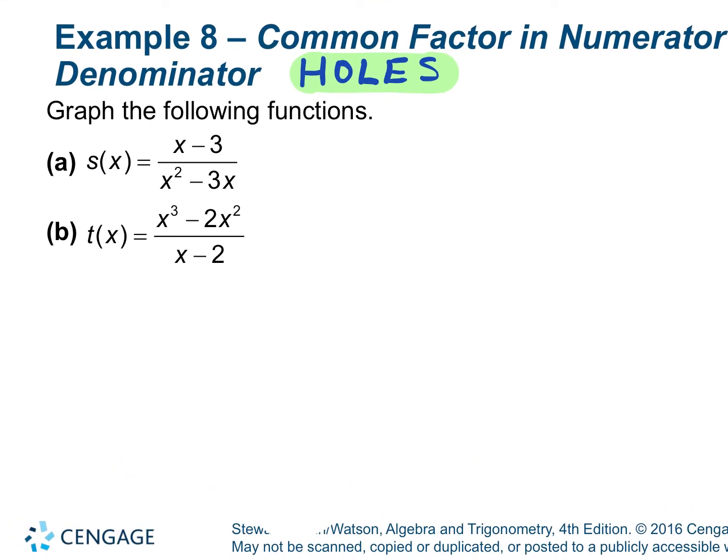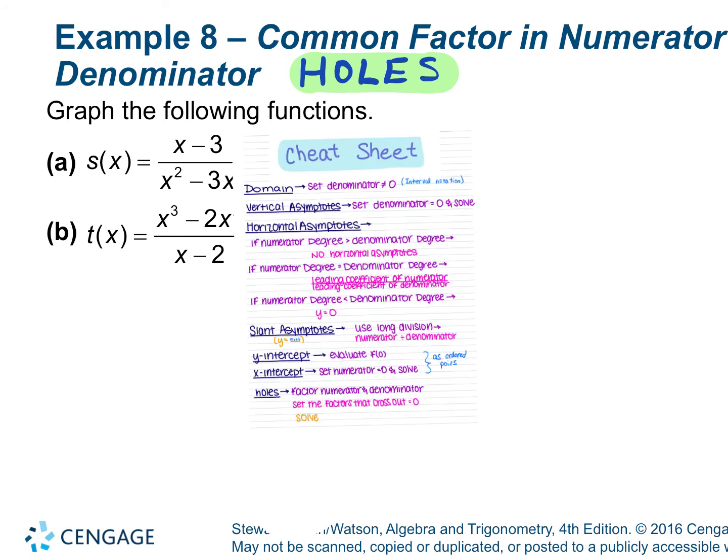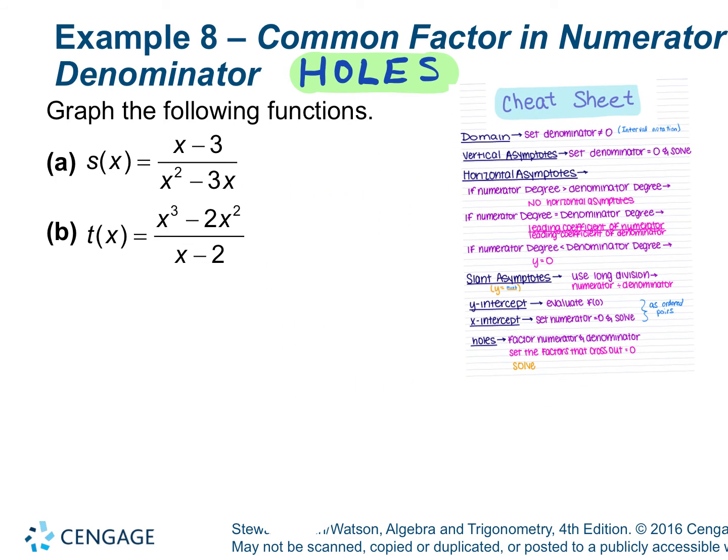Let's go to this one. Holes. All these things we just keep doing. Holes in a graph. First thing I'm going to do is look at my cheat sheet and ask, how do I find the holes? A hole is just one specific point where my function doesn't exist. What does it say to do for holes? Factor the numerator and the denominator. And then what? Set the factors that cross out equal to 0.